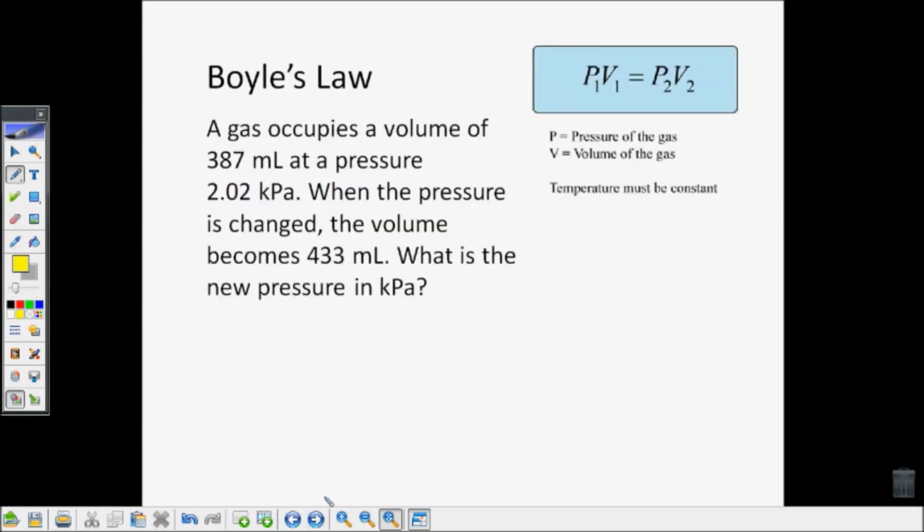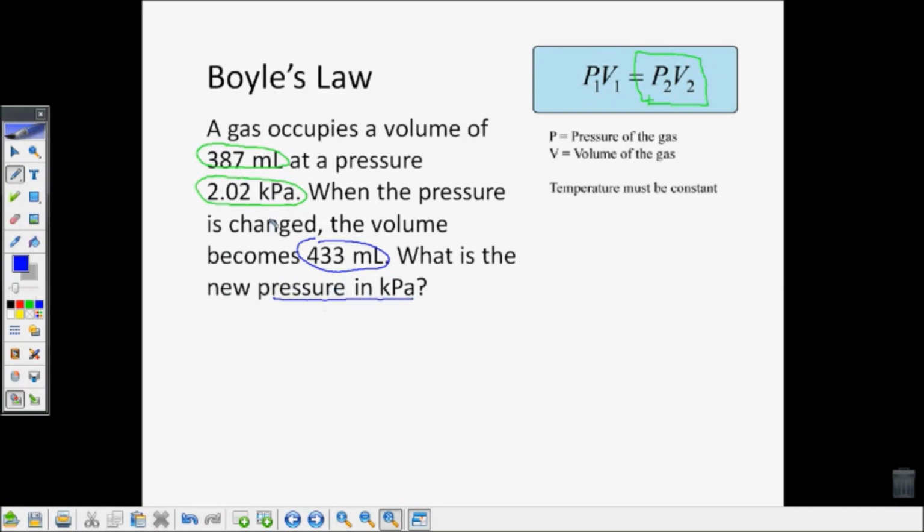Let's take a look at our first problem. It says, a gas occupies a volume of 387 milliliters, so that'll be an important number, at a pressure of 2.02 kilopascals. All right, when the pressure is changed, so here's a change that's taking place, we're going to look at our second set of conditions. The volume becomes 433 milliliters. What is the new pressure?